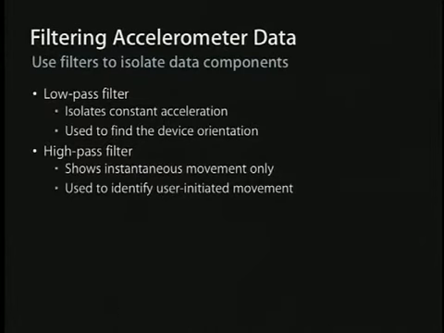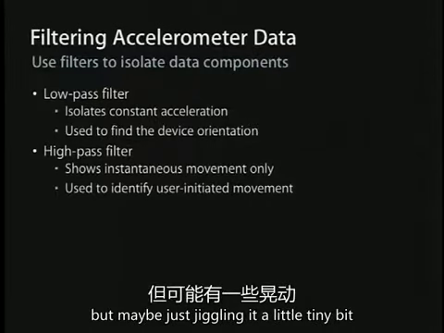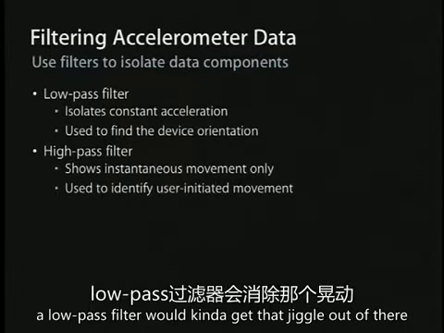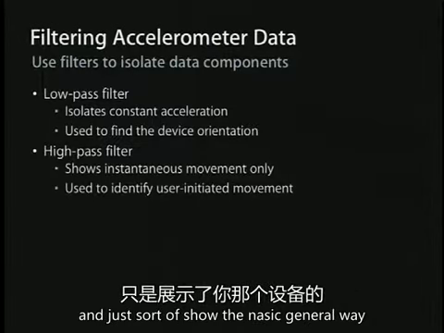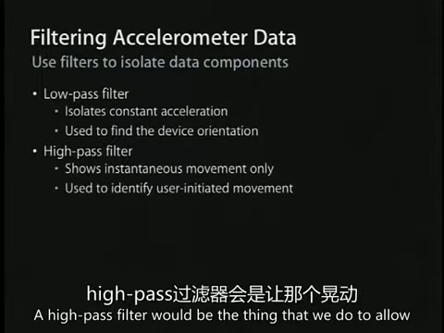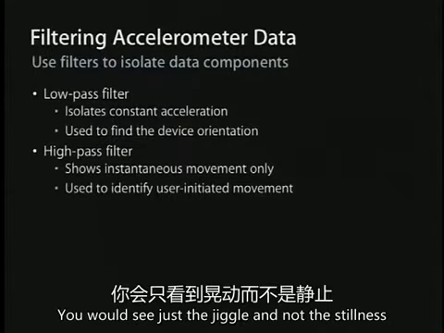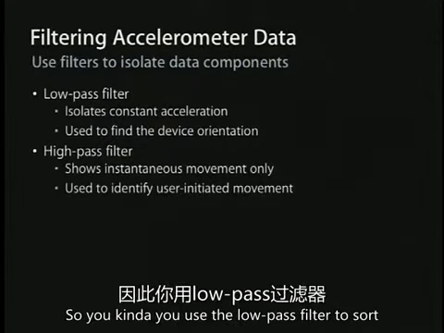So a low-pass filter would isolate some constant acceleration. If you're just holding the device still, but maybe jiggling a little tiny bit, a low-pass filter would get that jiggle out of there and just show the basic general way that you're holding the device. A high-pass filter would be the thing that we do to allow that jiggle to be seen. You would see just the jiggle and not the stillness.